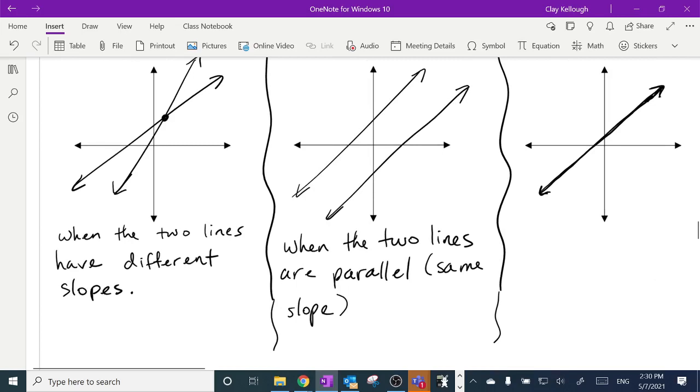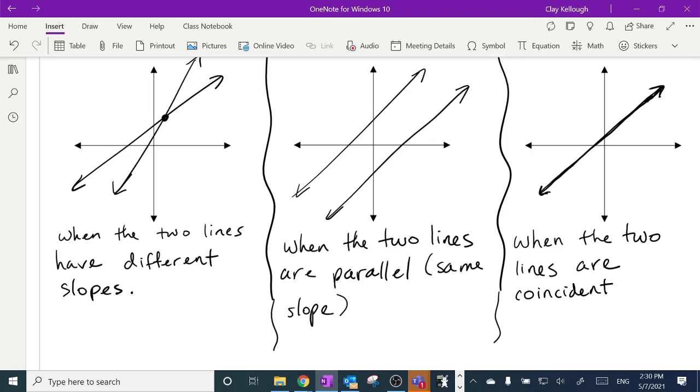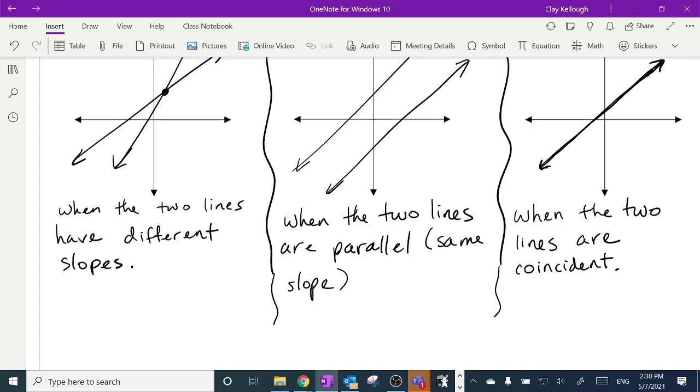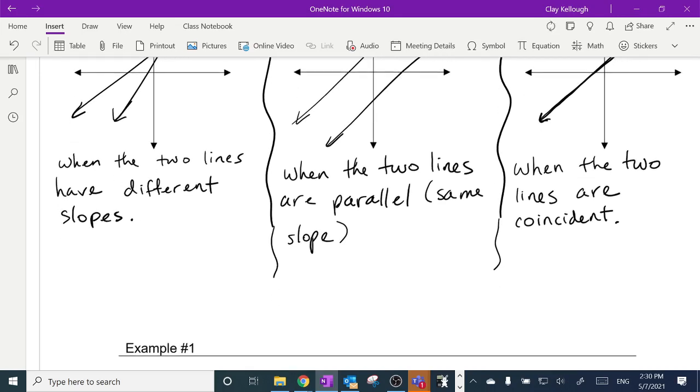So I will describe this as when the two lines are, I'll use a fancy word, coincident. In other words, they are the same equation when simplified.